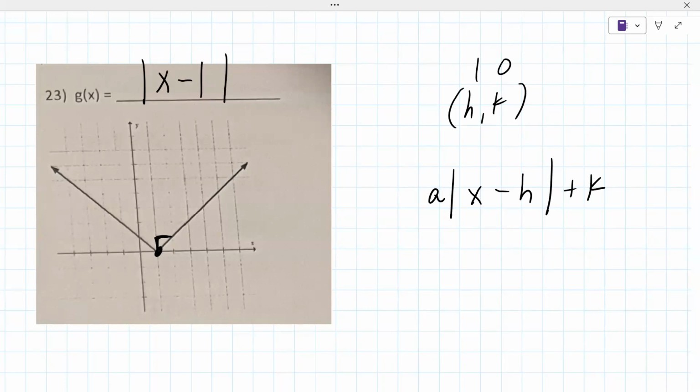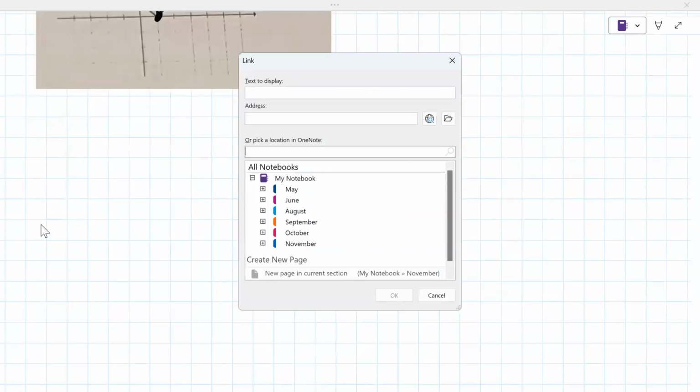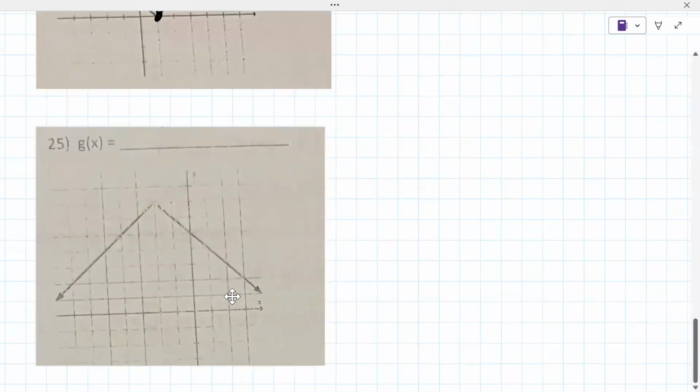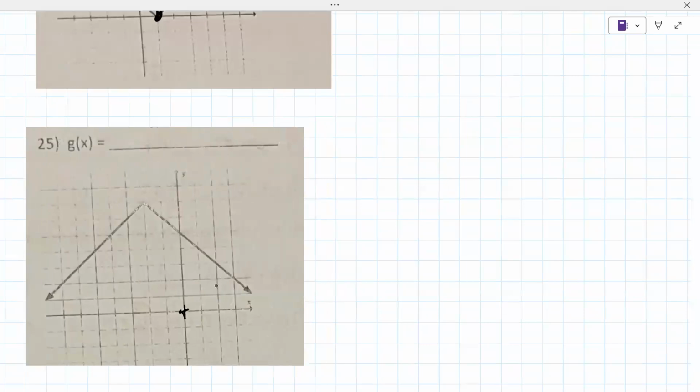So let's have you try number 25. 25, it's opening down, so that's going to be like the quadratics that open down. You're going to have to make a little adjustment to that. All right, so H and K are kind of far from the origin this time, but go ahead and give that a try, please.